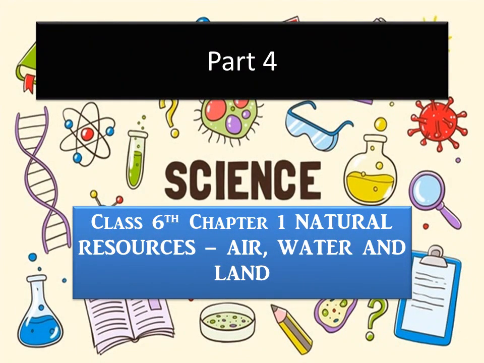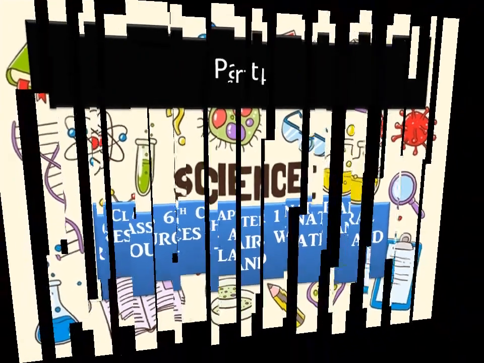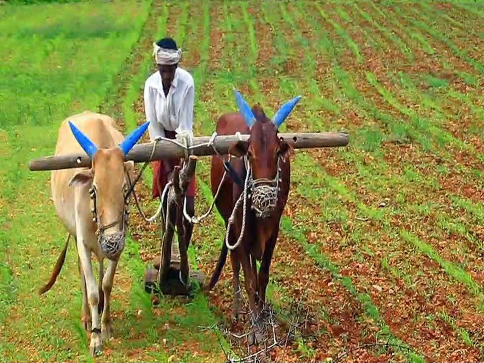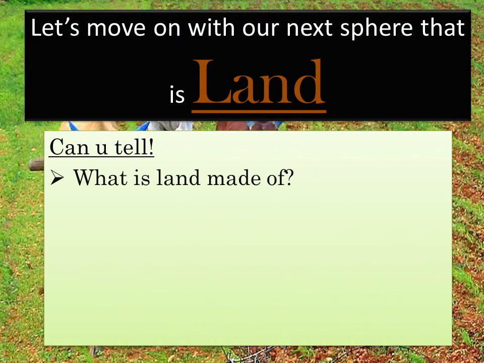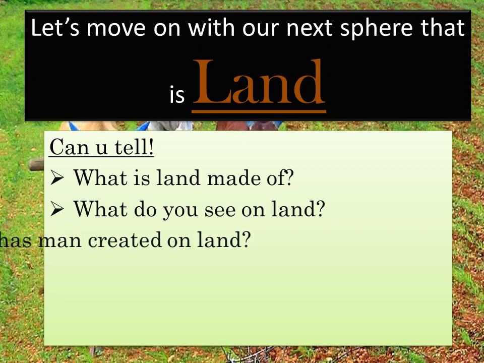In our previous video, we learned about natural resources, air and water. Let's move on with our next sphere, that is land. Can you tell what land is made of? Land is made of soil, stones, rocks, etc. What do you see on land? Mountains, valleys, rivers, oceans can be seen on land, and buildings, roads, and agriculture farming.